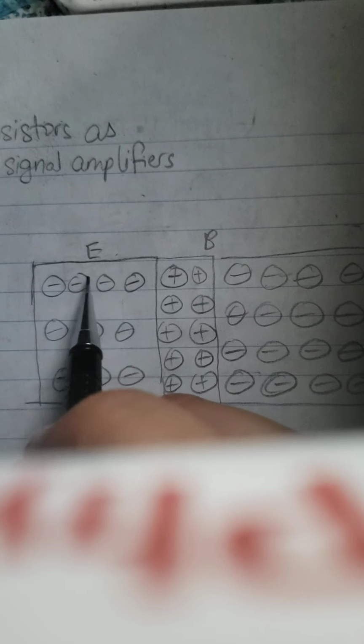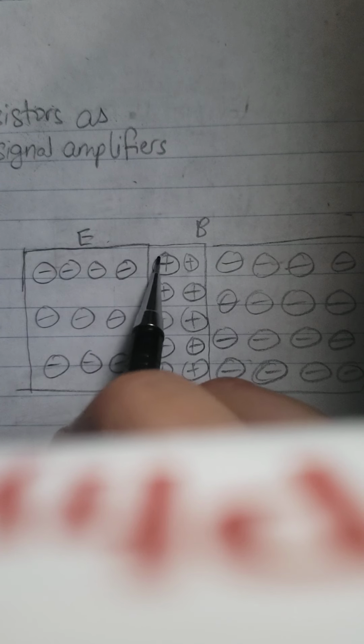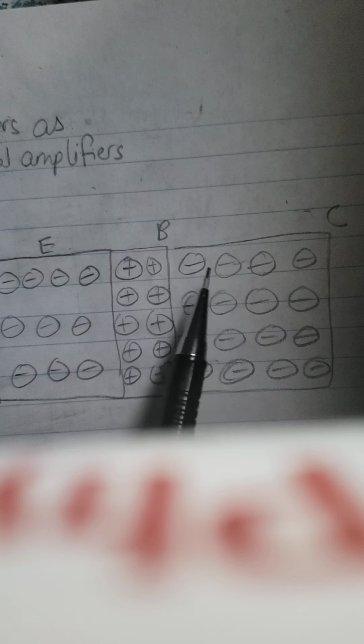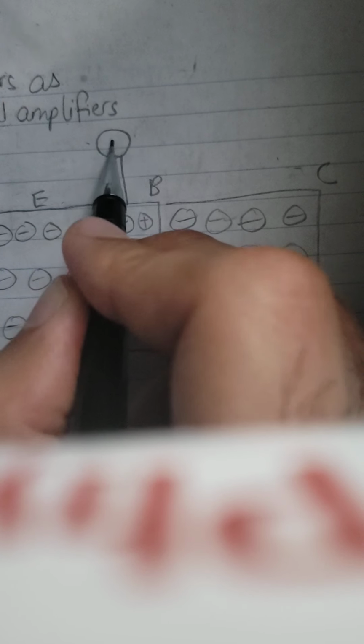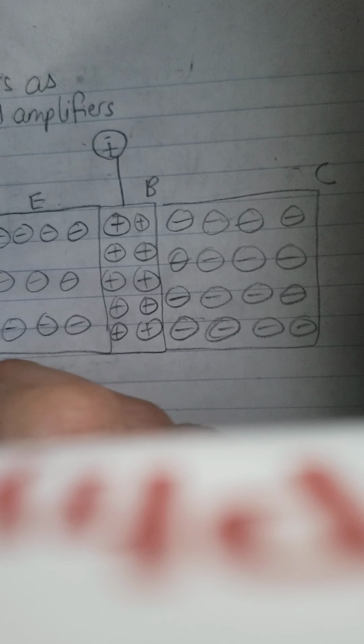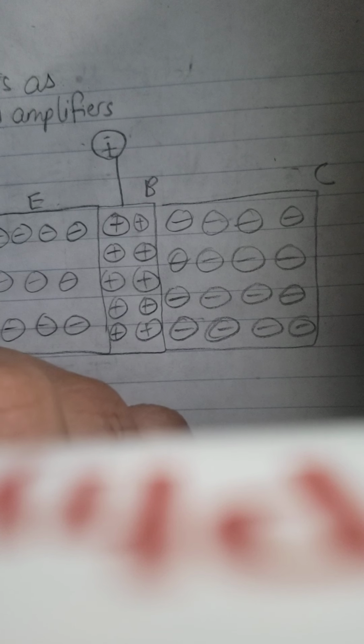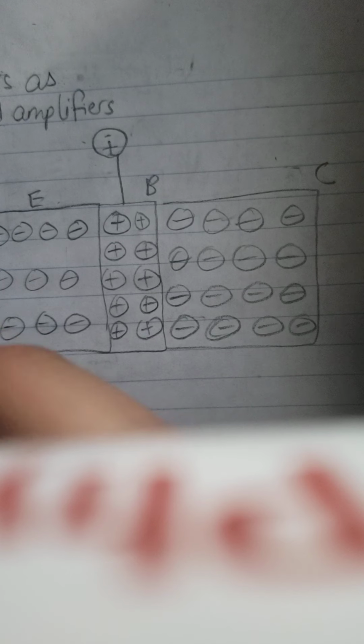So this is the emitter side, which has a lot of negatives. This is our base side, which has lots of positives, but it's much smaller than the emitter side. And then we have the collector, which is big and has a lot of negative charges. So essentially what we try to do is connect the base to a positive power source, and do the same with the emitter. We connect it to, say, a ground or maybe a negative, and the collector side we connect to a positive source.